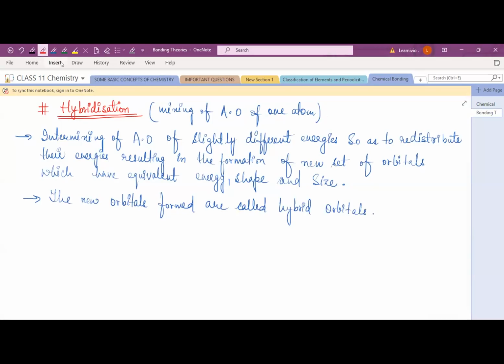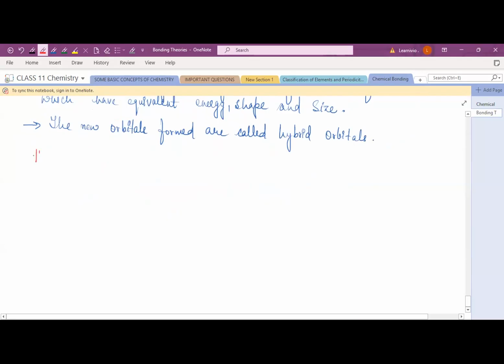Now, what are the characteristics of hybrid orbitals? कैसे दिखते हैं, कैसे होते हैं? So let's understand the features, the characteristics of hybrid orbitals. Okay, write down the first point.